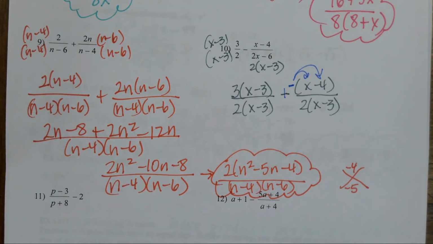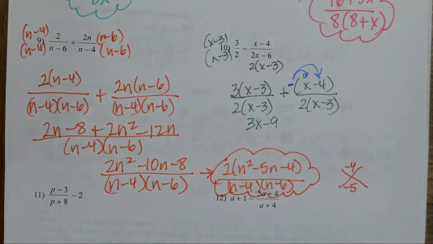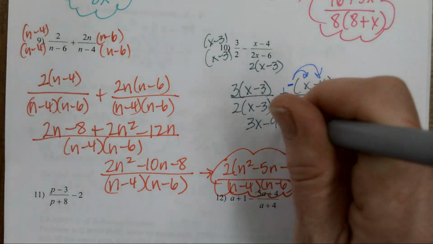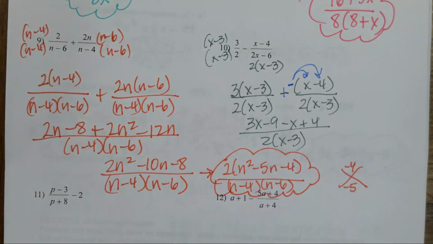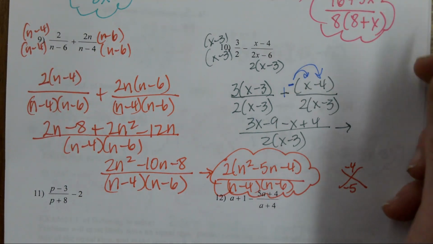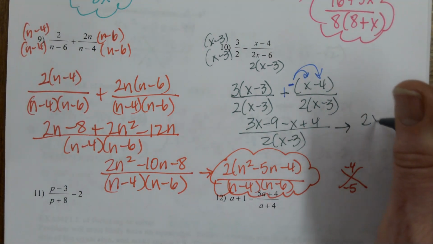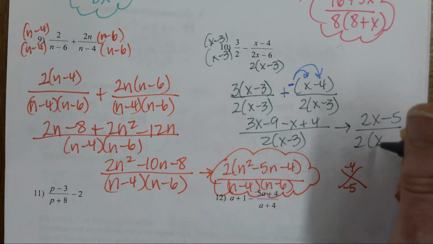Okay? So this is going to be 3x minus 9 minus x plus 4 all over 2 times x minus 3, because I do not have to do anything with the denominator. Again, the minus that I had there went through to the 4. And then I'll move this over here. 3x minus x, 2x, negative 9 plus 4, negative 5, over 2 times x minus 3.